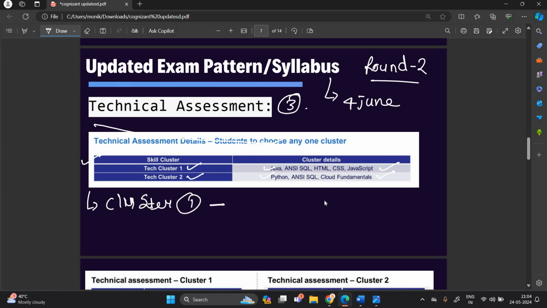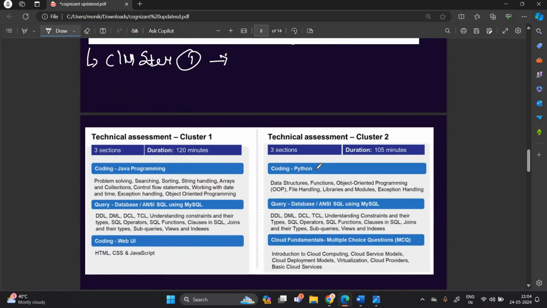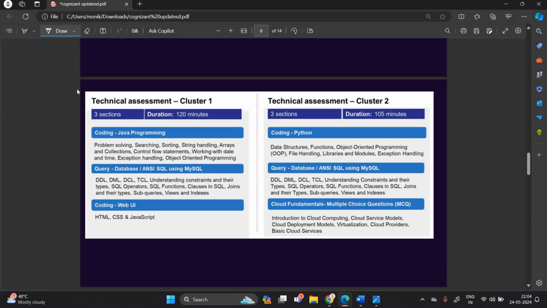Suppose you choose the first cluster, you will have this syllabus. And if you choose the second cluster, your syllabus will be related to that. Let's discuss the syllabus of technical assessment cluster 1 and cluster 2.